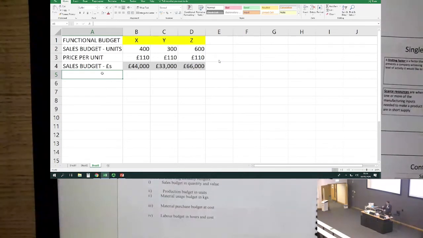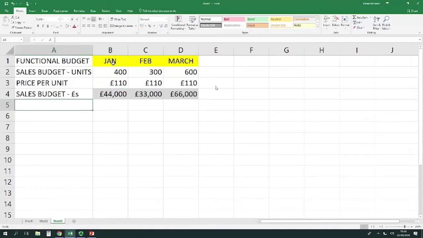Our sales budget is done, and you will see the coordination and communication of the activities and the targets between different organizations. Once the sales budget is done, the sales department is going to communicate the targets to the production department, because we are selling 400 units in X, we need 400 units. So then the production budget starts. The starting point for the production budget is sales demand.